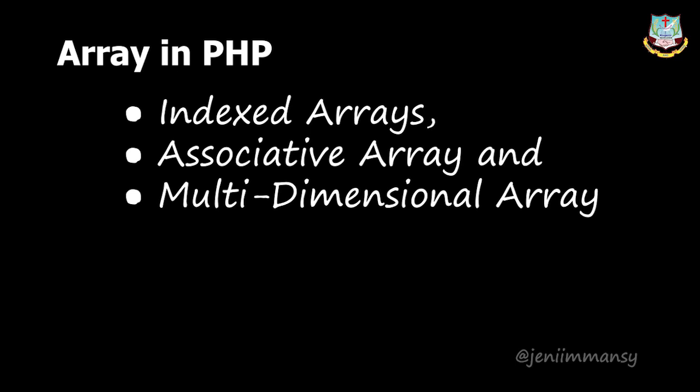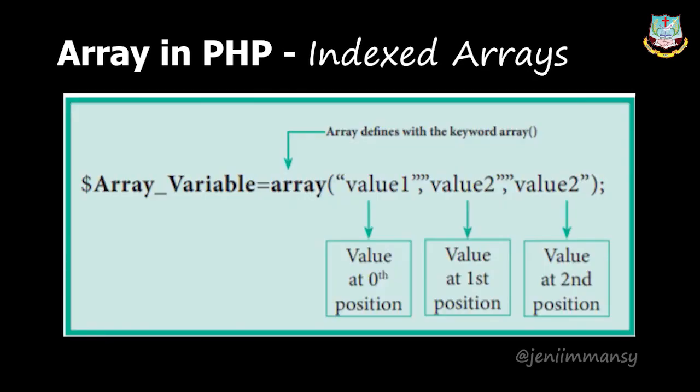First, let's see the syntax for this array. We have the array variable, then equal to, and the array keyword we have to use: array of. Inside this bracket we give the values. The values must be inside double quotes and separated with commas. The first value is the value at the 0th place, the second is the value at the first position, and then the second position.